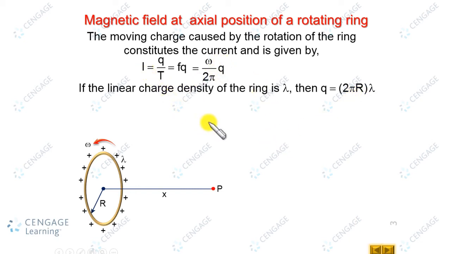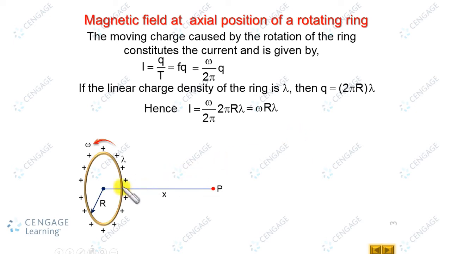So I is equal to omega divided by 2 pi multiplied by 2 pi r multiplied by lambda, right? So this is the equivalent current. Here you can observe 2 pi and 2 pi will get cancelled. So the equivalent current for this loop should be equal to omega r multiplied by lambda.